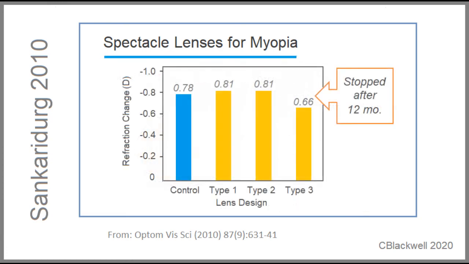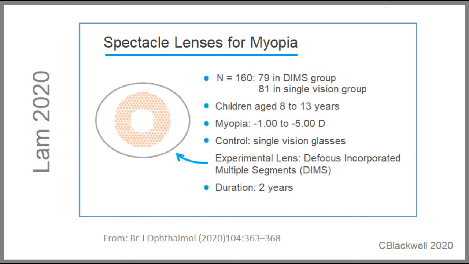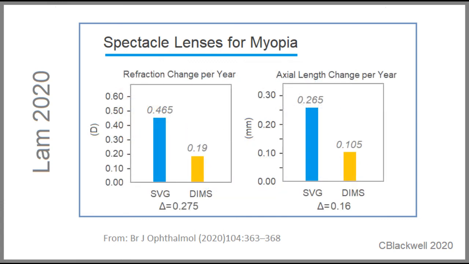The study was designed to go for 2 years, but it was stopped after 12 months because of the overall lack of positive effect. Compared to the controls, 2 lens designs showed no improvement and 1 only a small improvement. However, a later trial used glasses that corrected peripheral hyperopia with a different lens design. This trial had more success.